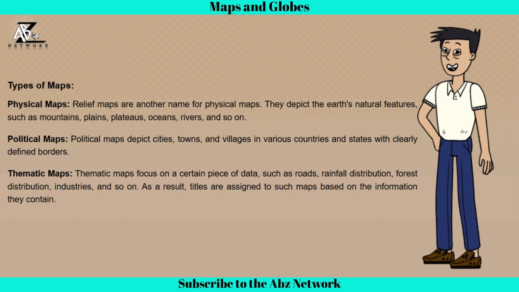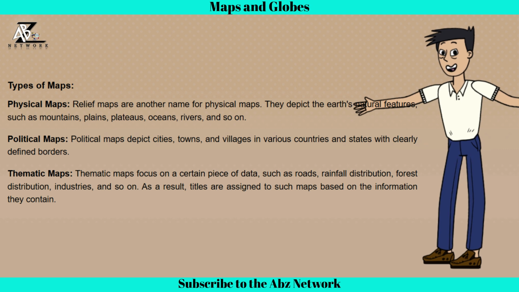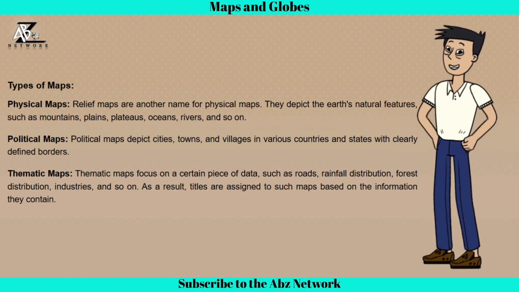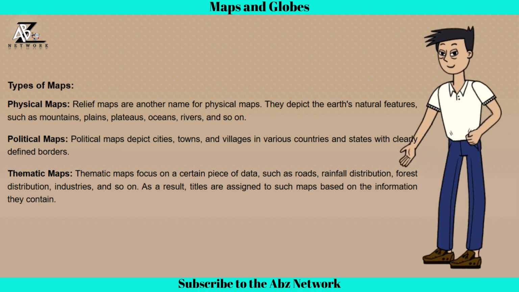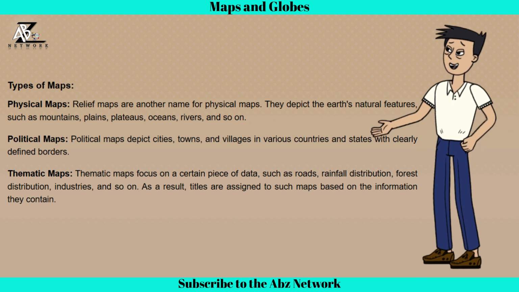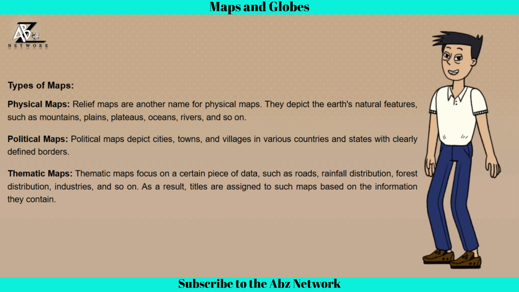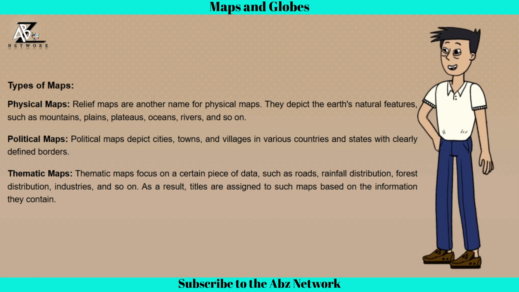Next map is political maps. A political map depicts cities, towns, and villages in various countries and states with clearly defined borders. Thematic maps. Thematic maps focus on a certain piece of data such as roads, rainfall distribution, forest distribution, industries, and so on. As a result, titles are assigned to such maps based on the information they contain.